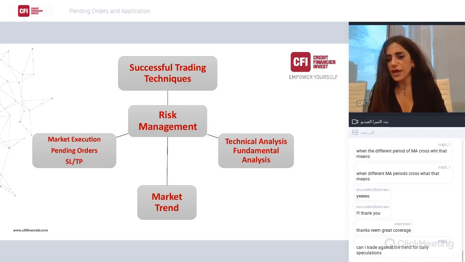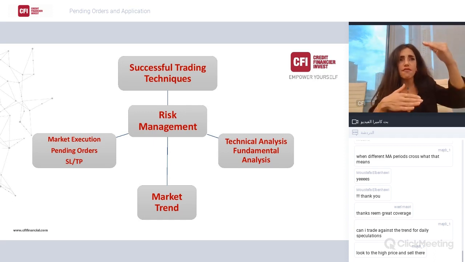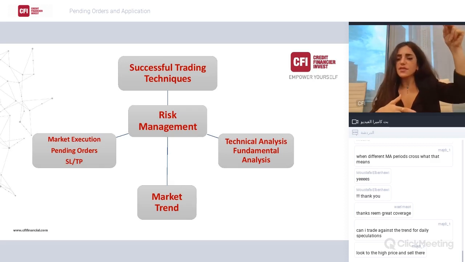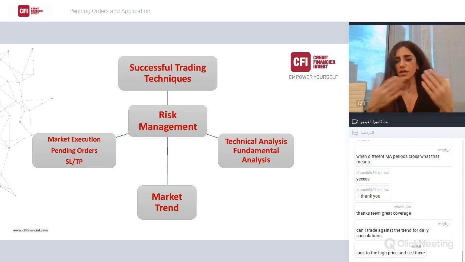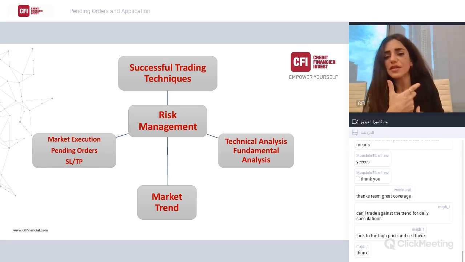Can I trade against the trend for daily speculations, Majdi? Daily speculations, yes, you can if you want, but on a daily, look at the high price and sell there. Okay, how do you specify your high price, Majdi? You can specify your high price by the resistance that's given in the report, or by candles. You look that this candle is on a high level, close to a candle that was on a high level maybe 2 days ago. So you expect at this point the price might reverse. You can put a stop loss here. You can also go for a pending order. Yes, you can. If you want to go for market executions, that would be pure fundamental more than technical.